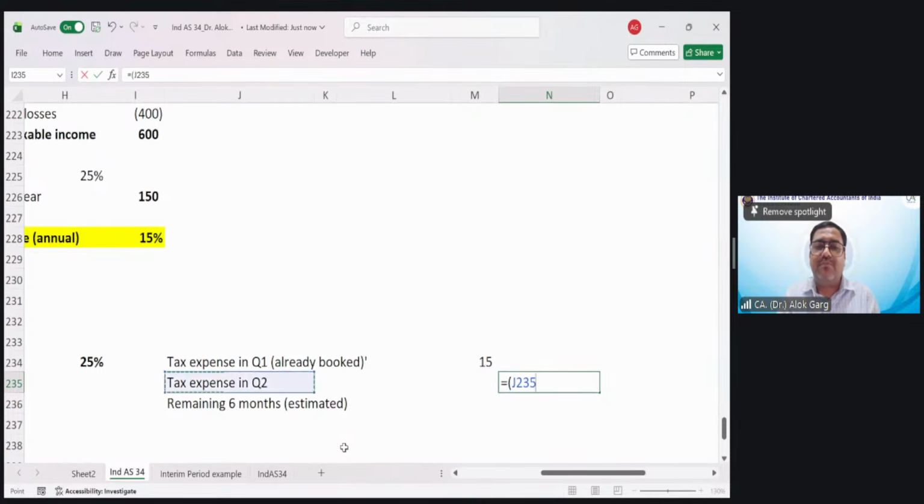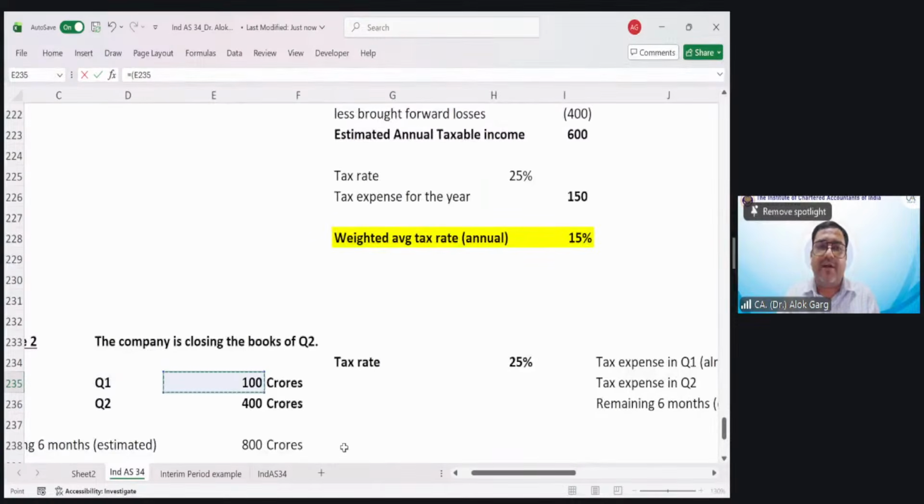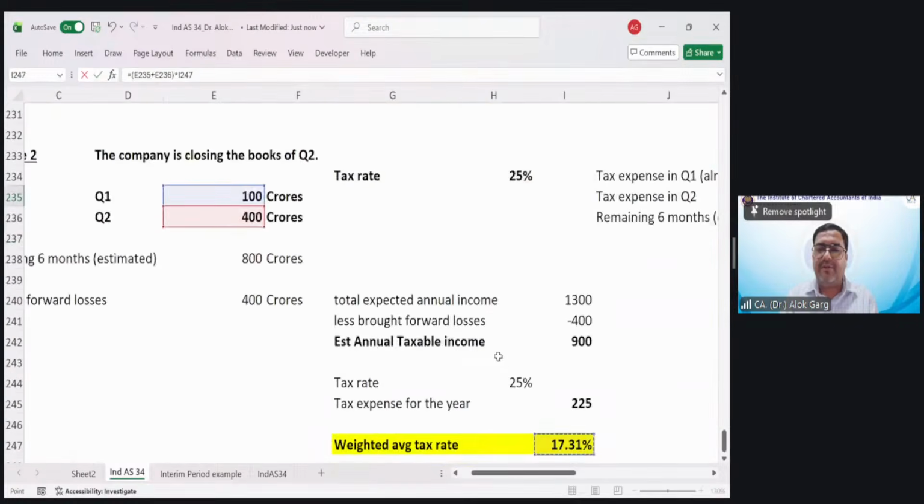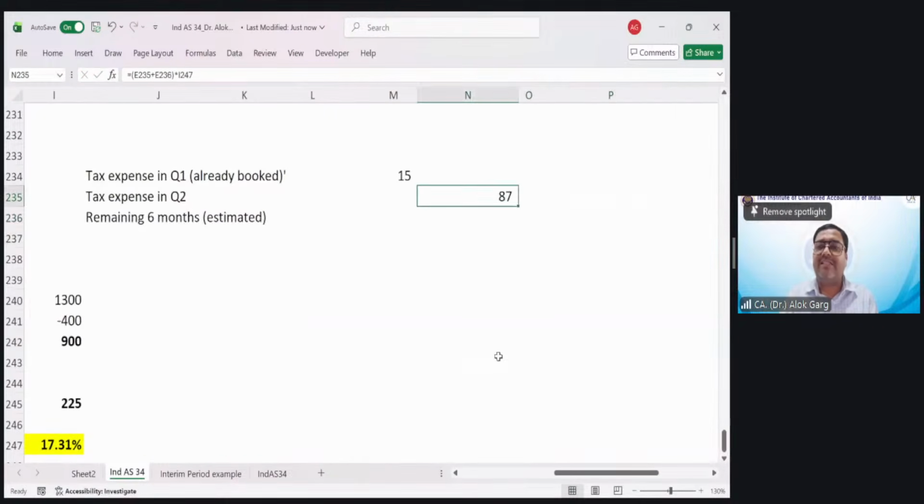rate? How much profit I have earned in the half year? 100 plus 400, 500 crores. What is my weighted average tax rate? My weighted average tax rate is 17.31%. What is my total tax expense for the half year? 87 crores, right? 86.55. So how much is my tax expense in quarter two? This minus this. You have to take a cumulative impact, cumulative catch-up impact. This will be your 72 crores.